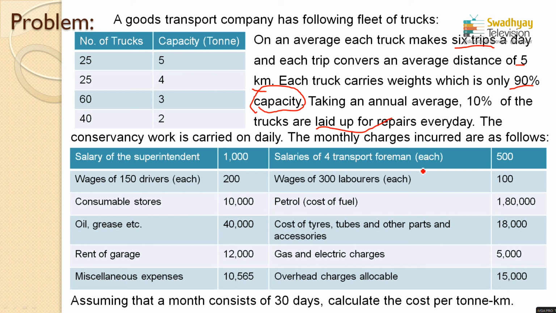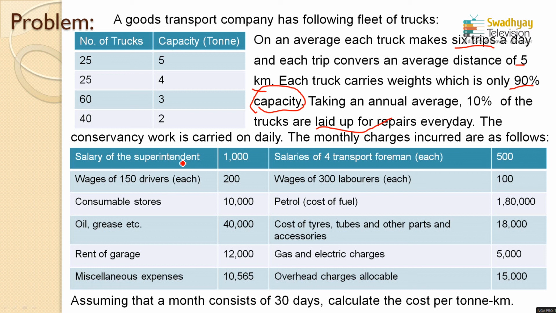And now the work is carried on a daily basis. The monthly charges are incurred as follows. Now see, these are the expenses incurred for providing such services. All are expenses only. For the transparency of the presentation, all the expenditures are managed in one slide only. It does not mean that this is left side or right side. Don't take it in another way.